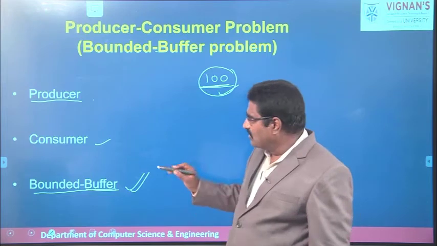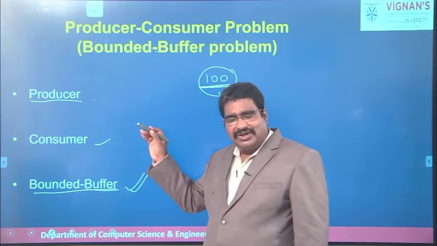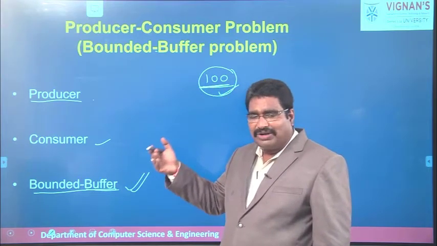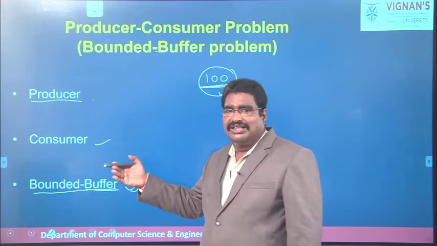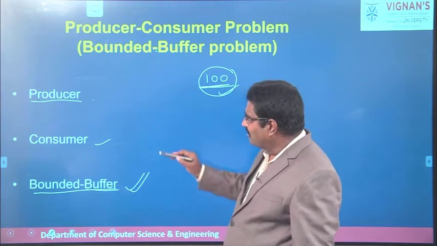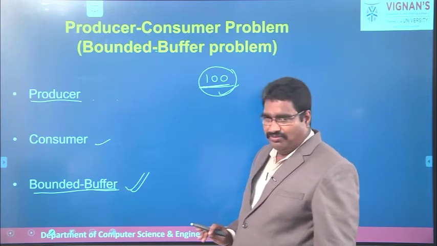So what is the need of the synchronization of the consumer process? If there is no item in the buffer and the consumer wants to consume, that is nothing but he wants to take one item from the buffer, at that time the consumer needs to wait until the producer places the items into the buffer. So there is a need of the synchronization between the producer and consumer processes.